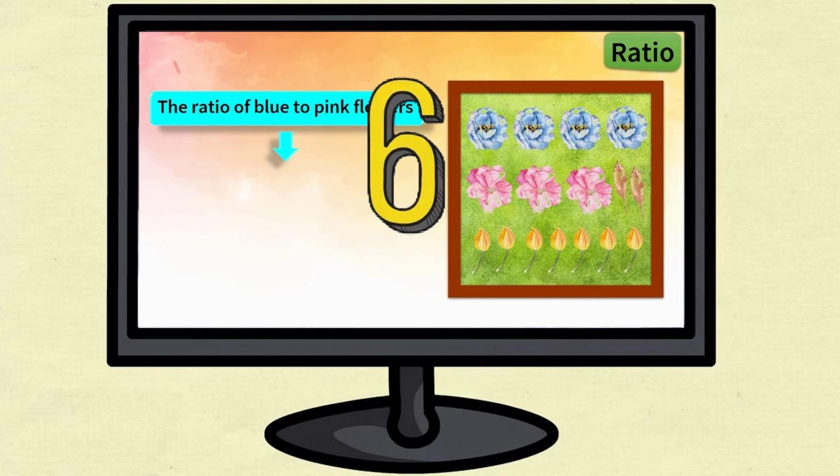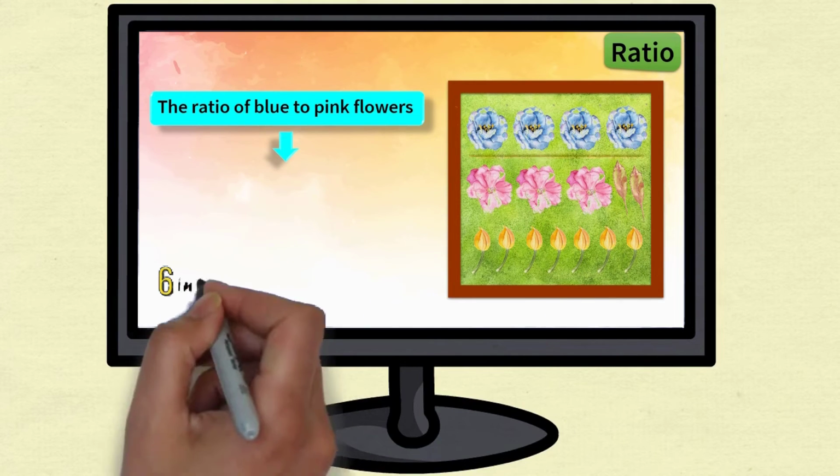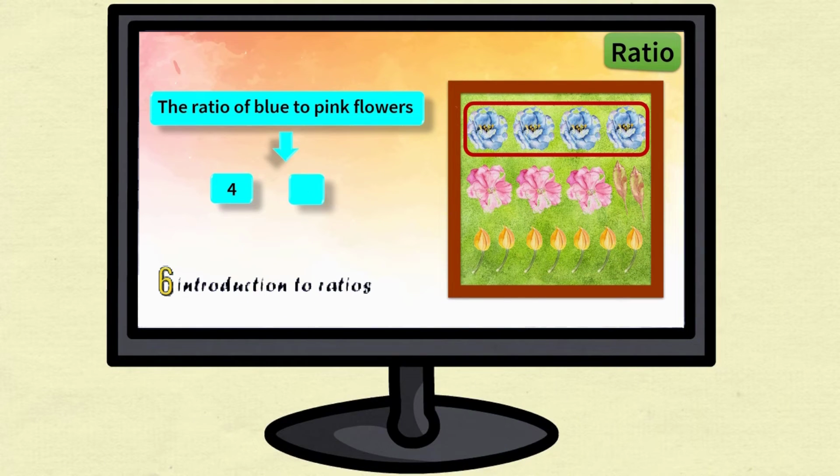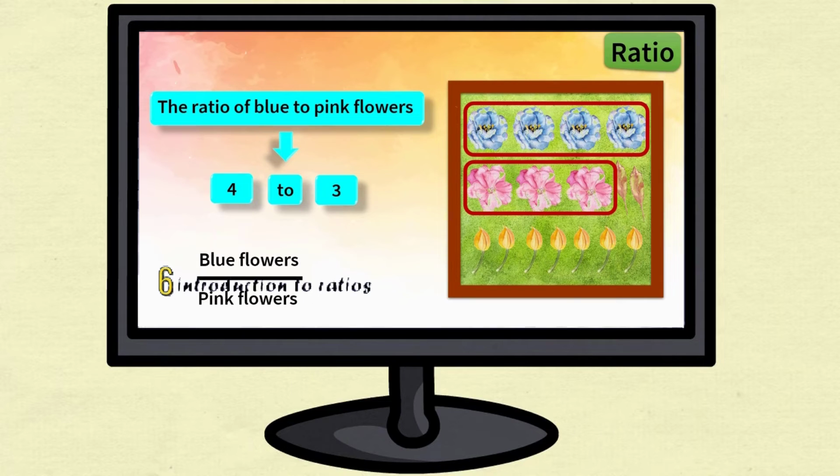As you can see, we have 4 blue flowers and 3 pink flowers. Thus, blue and pink flowers have a 4:3 ratio. Mathematicians don't usually write it that way. There are other ways of writing it. In the first one, fractions are used to describe ratios. Accordingly, the ratio of blue to pink flowers is read as 4:3.